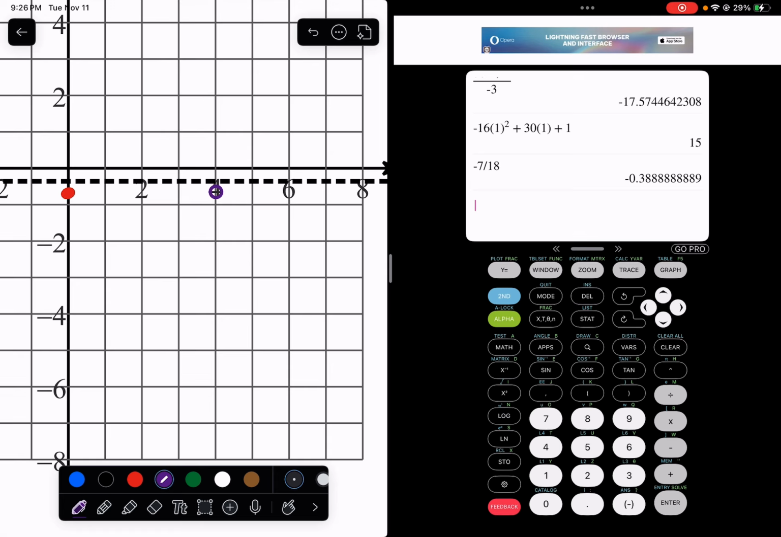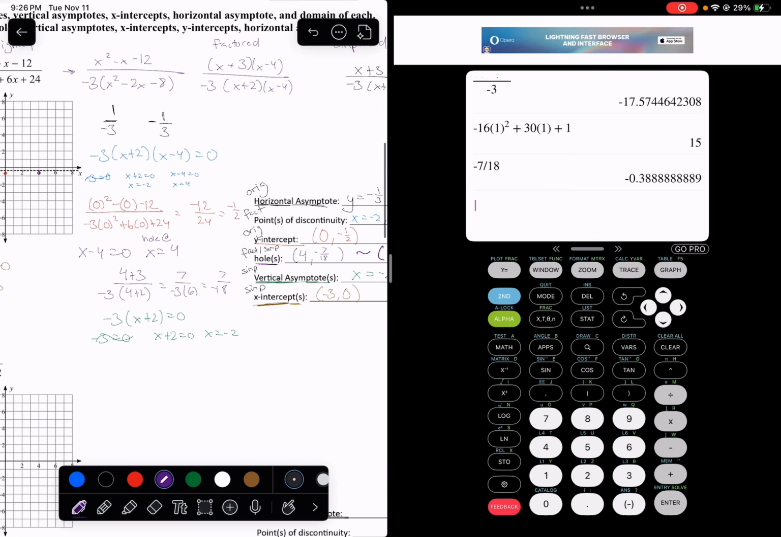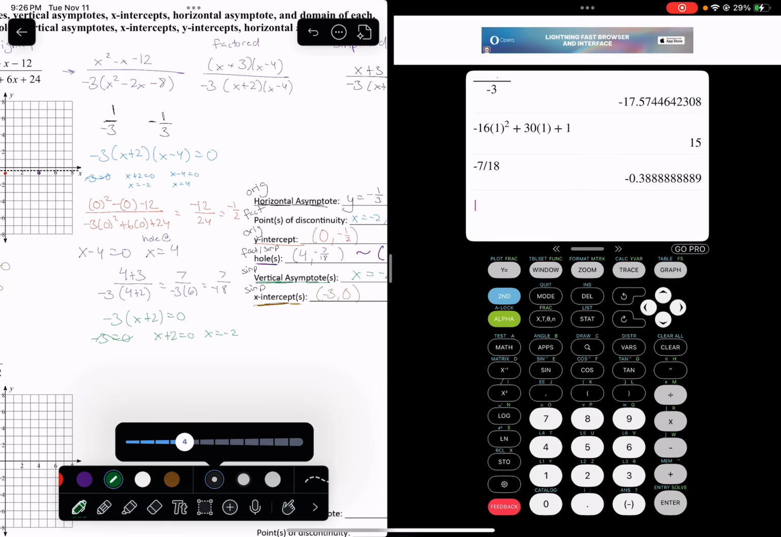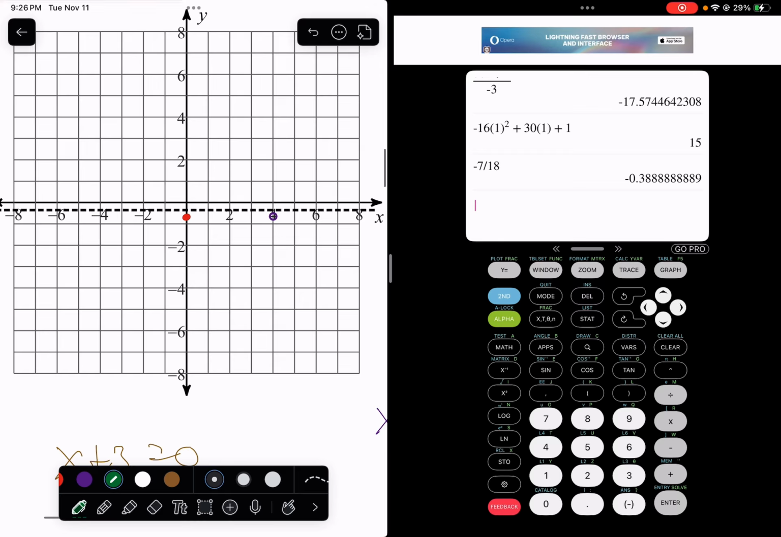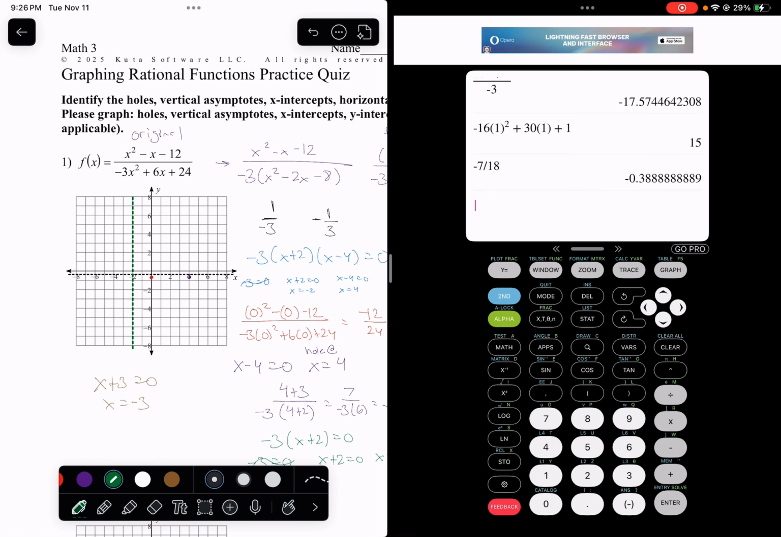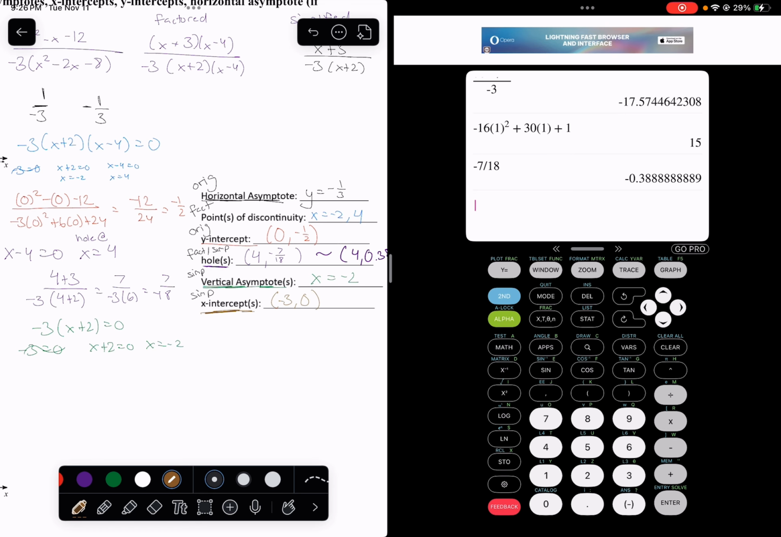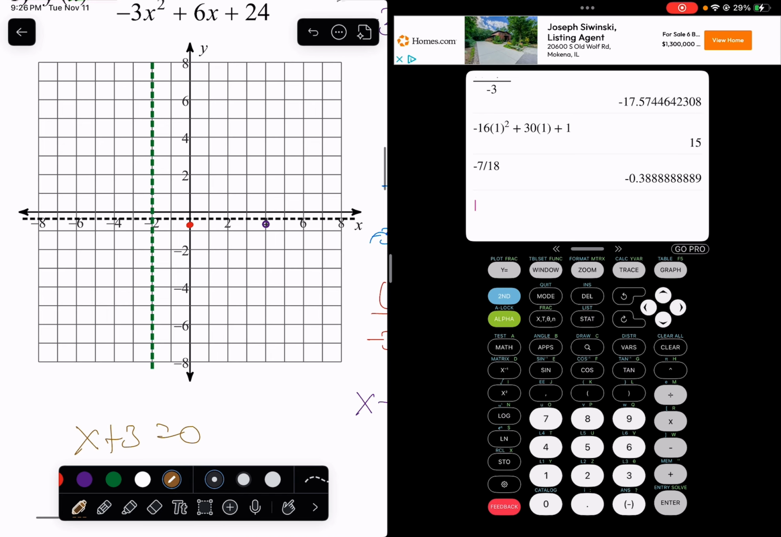All right, cool. And then we've got my vertical asymptote. Again, remember for your asymptote, make sure you use the dashed line. And my vertical asymptote occurs at x equals negative 2. So we get that. And then my x-intercept, which I used brown for, I got negative 3, 0. So I go to negative 3, 0.